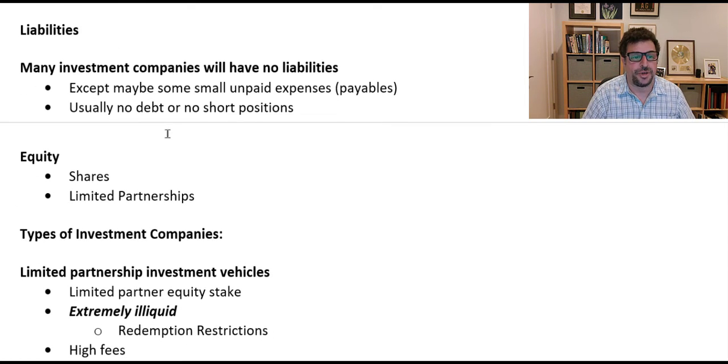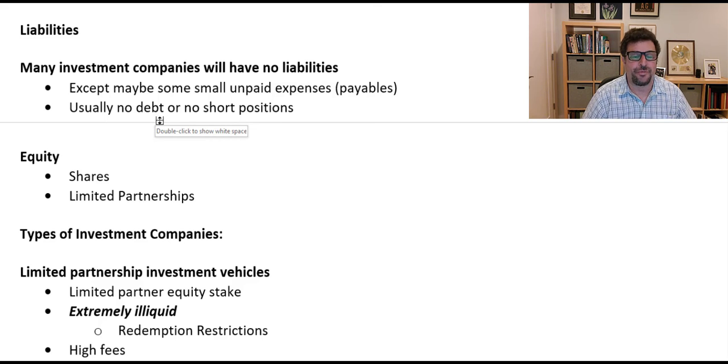Liabilities. Let's talk about liabilities quickly. Most investment companies will have no liabilities, and so mutual funds don't borrow money. They have no debt. The only liabilities they might have would be some small unpaid expenses, as in payables, but most mutual funds have no debt or no short positions.